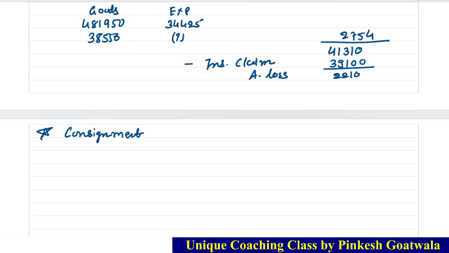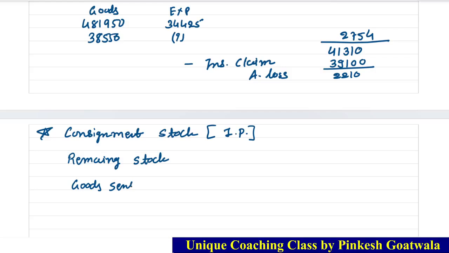Consignment stock, and we know that it is always calculated on invoice price. Okay, હંમેશા કોના પર calculate થાય? It's always calculated on invoice price. So first of all, find out the remaining stock. Okay, તો પહેલા એ find out કરીએ કે આપણી પાસે જે stock બચ્યો છે એ કેટલો છે તે. So goods sent, 688,500. These goods have been sent.